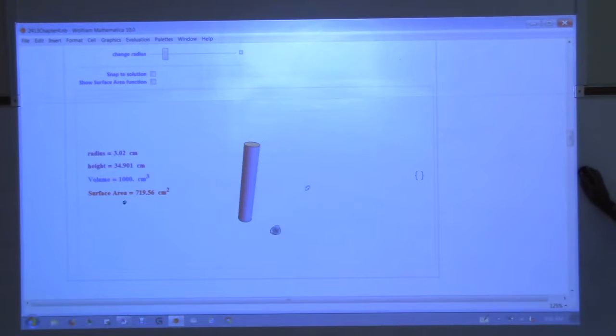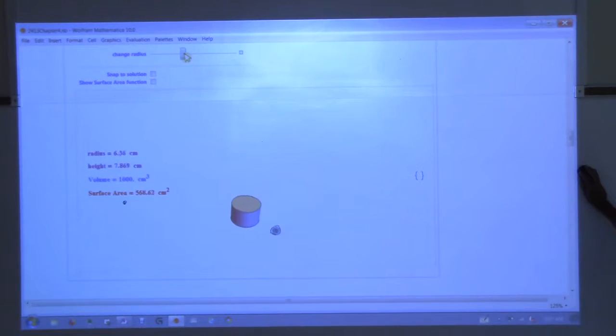and notice that the surface area is going to change. I don't know how well you can see that. Right now we're at a surface area of about 720 square centimeters. If I make this thing a little bit taller, you can see I'm still holding 1,000 cubic centimeters, but now my surface area has grown, hasn't it? So let me make it not so tall. I make it a little shorter. Looks like my surface area is down to about 500 something.